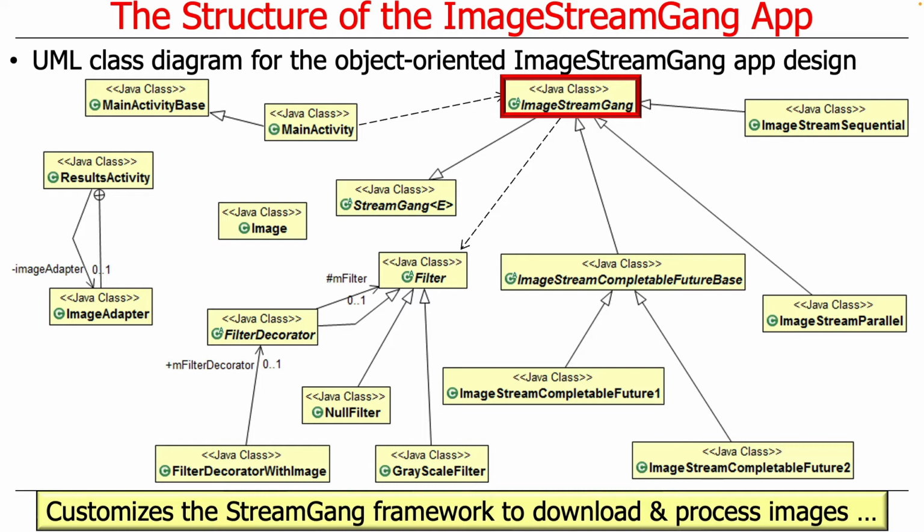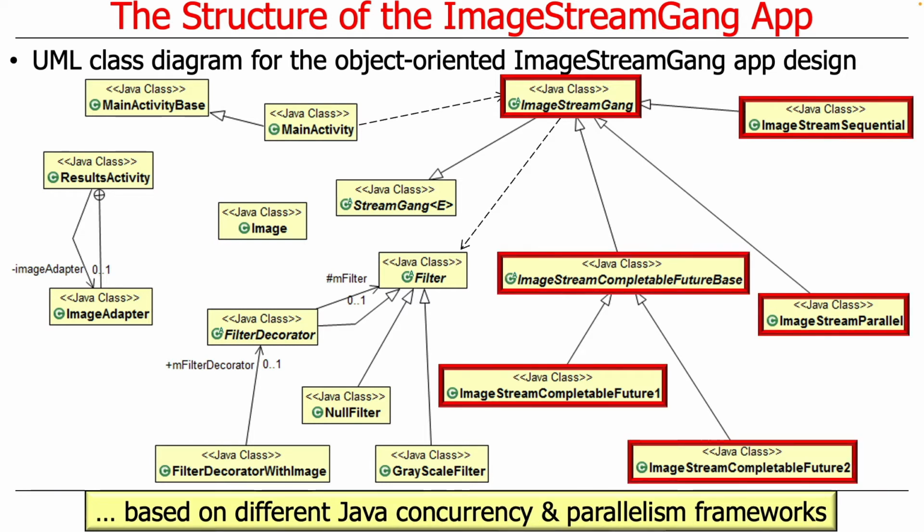We then create an ImageStreamGang, which is a customization or an extension of StreamGang that knows about downloading and processing images, whereas StreamGang doesn't know anything about that. It knows about how to get input and how to dole out the work, but the ImageStreamGang customizes that. So it's one level more refined. And then we've got a bunch of customizations of that. These are basically, again, inherited subclasses that inherit from ImageStreamGang and then provide different ways of running the program, either sequentially, in parallel, reactively, asynchronously, and so on and so forth.